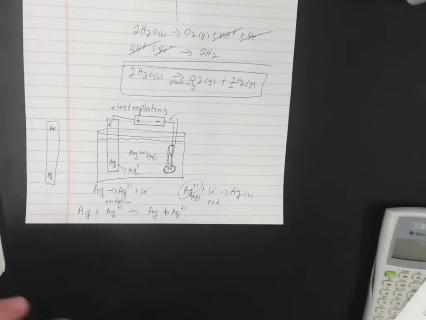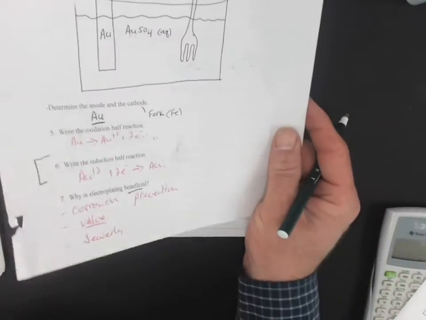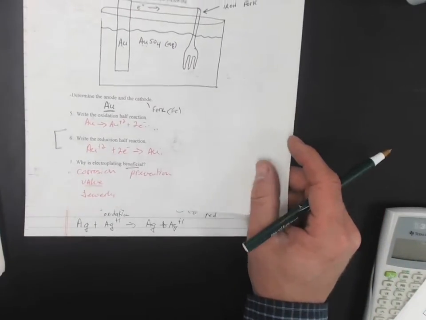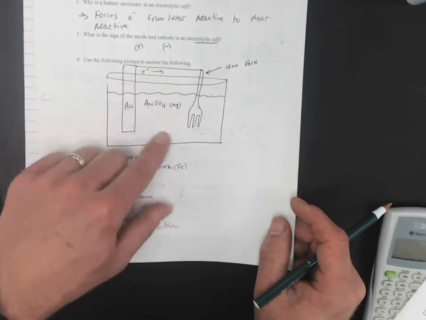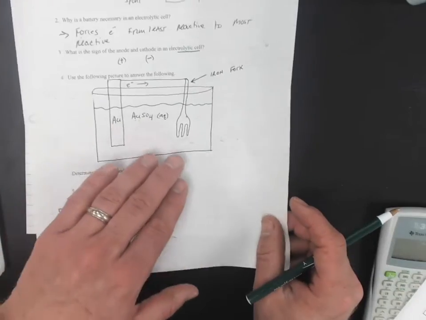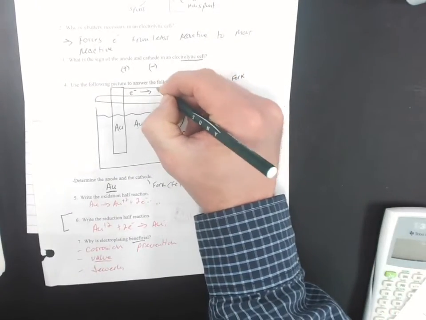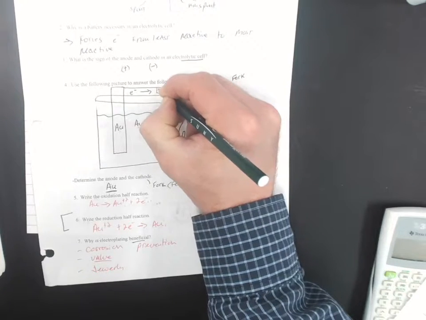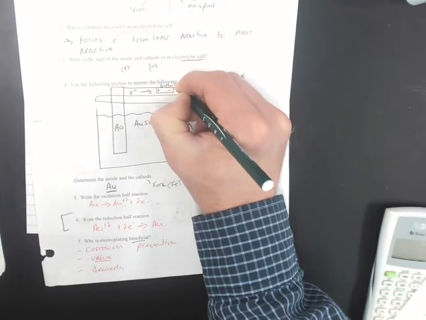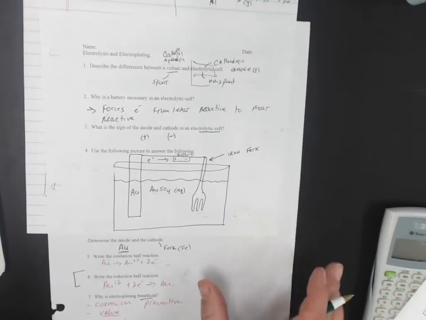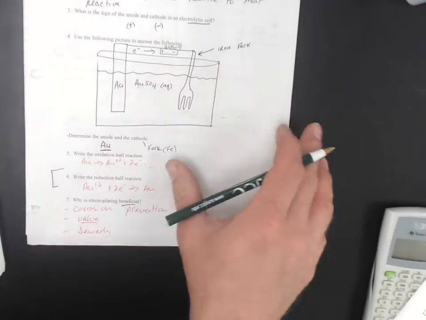Okay. Now, what I'd like you to do is pause there and go to your homework. Because on your homework, you had this picture. It says, use the following picture to answer the following, and you're electroplating a fork. And I just noticed something in this picture that I need to add. I forgot the battery, which, if I forget the battery, this whole thing will not work. So, yours does have a battery? Okay, good. I probably just had revised it.